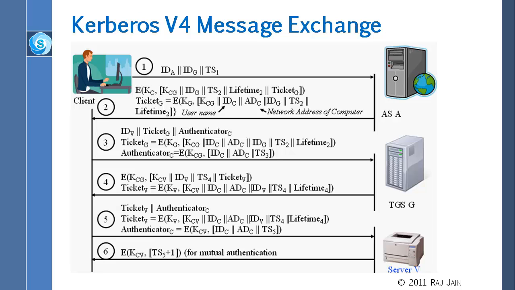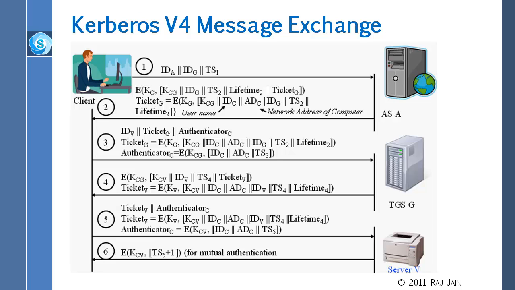Now the client takes that ticket and sends it to the TGS and says, I want to use this server V. Please give me a ticket for that server V. So let's see what it does. It sends the ID V. ID V is the ID of this server. The ticket that I have gotten, the long-term ticket. Authenticator C, and the authenticator is shown in the next line. But anyway, so these are the three pieces of information which are sent here.